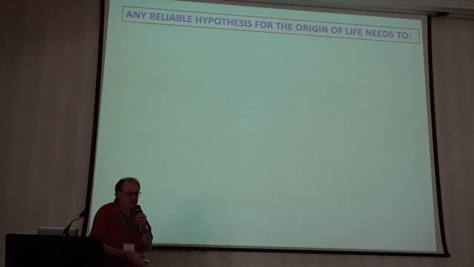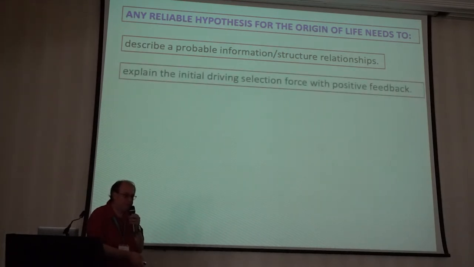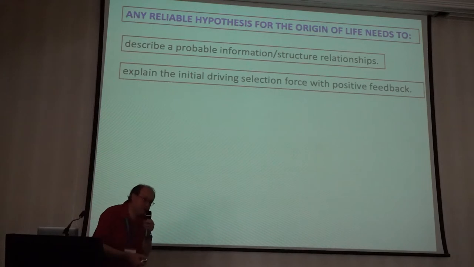Any reliable hypothesis for the origin of life needs to, of course, describe probable information and structure relationships, as I showed you. It needs to explain the initial driving selection forces with positive feedback, the positive feedback which I have just talked about.